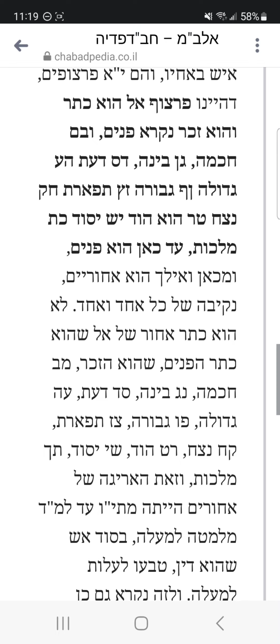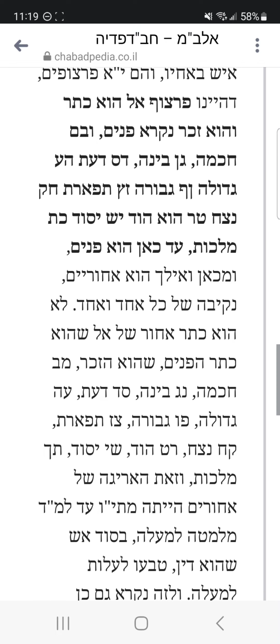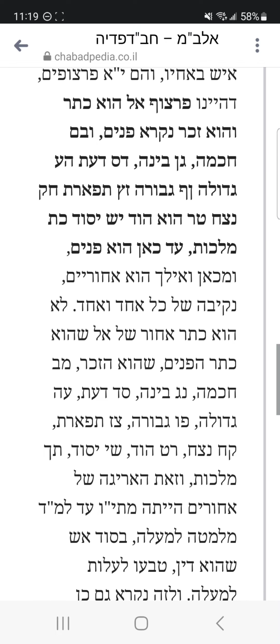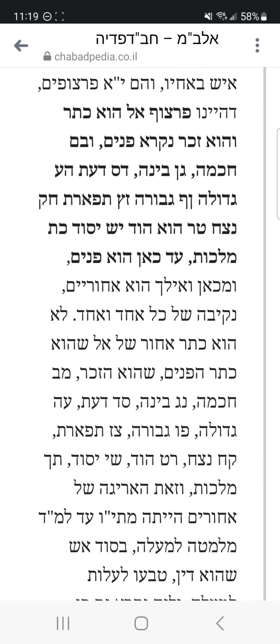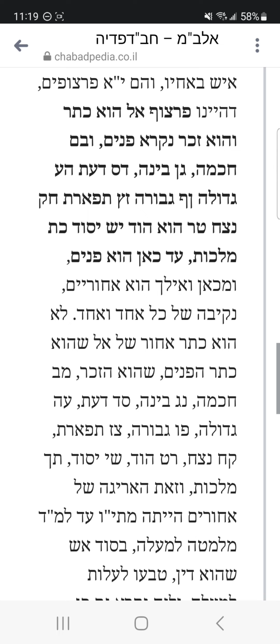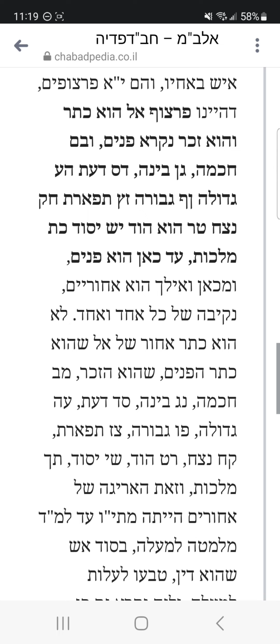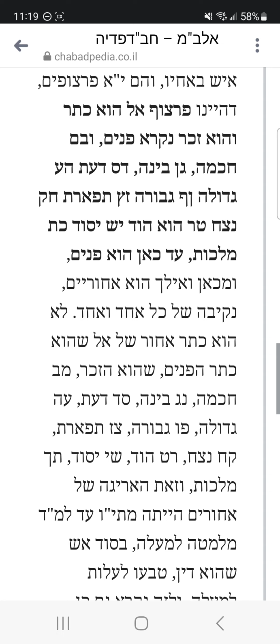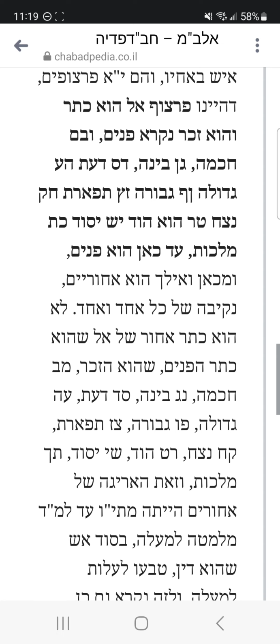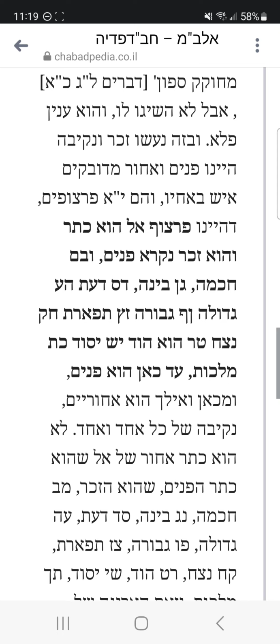This doesn't look like a vav, it looks like a nun sofit, but I think it should be a vav, and pei is gevura. Zayin and tzadi is tiferes. Chav, ches, and kuf is netzach. Tes and reish is hod. Yud and shin is yesod. Kaf and taf is malchus. Wow, you have exactly enough for the sefiros. Nice. Ad kan hapanim. Until here, this is the face.